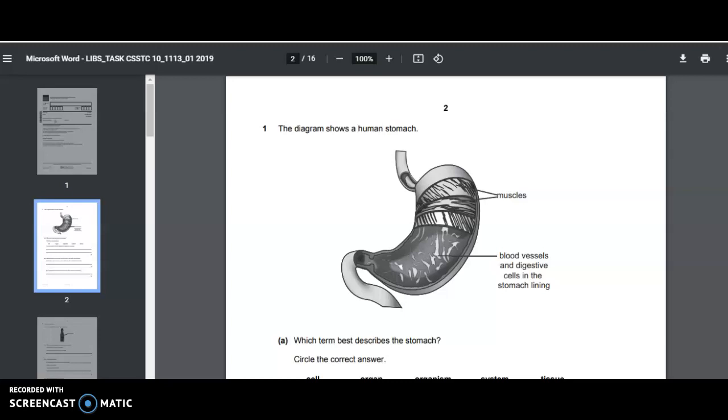Hello, my students. As you can see, this is going to be a video to help you correct this past paper that you are working on. So please take out the past paper with the stomach on the front.